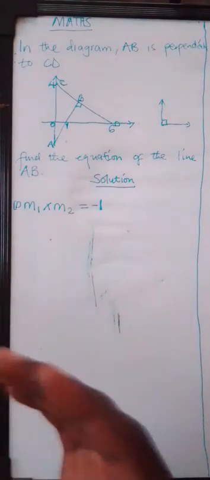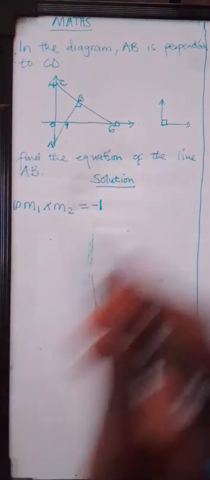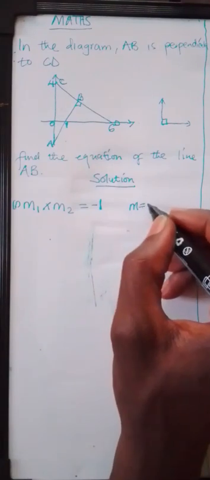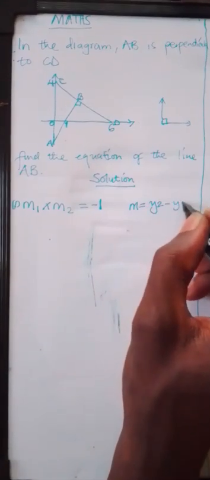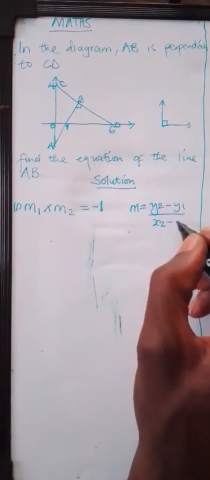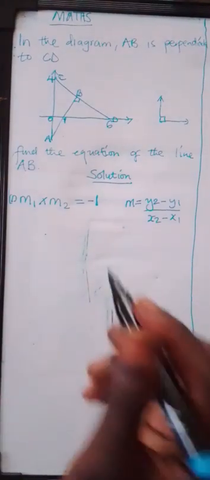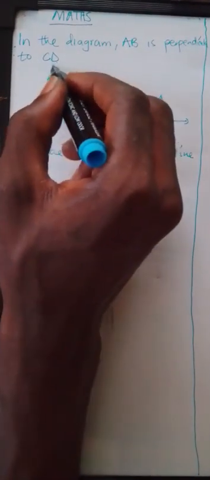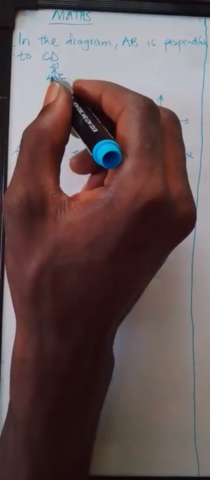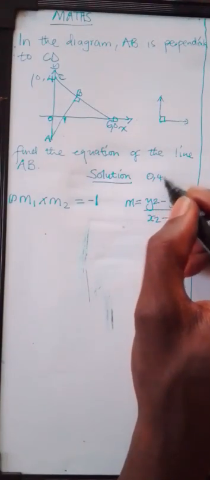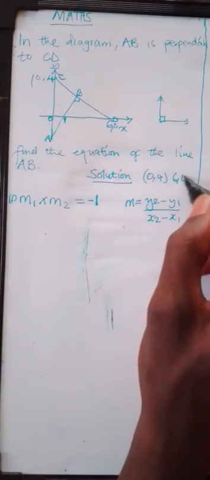So our first step is, of course, to find the gradient. The gradient is given by the formula m is equal to y2 minus y1 divided by x2 minus x1. So we pick our coordinates. This one is on the y-axis and this is on the x-axis. If we have 6 here, our y is 0. If we have 4 here, our x is 0. So our coordinates are (0, 4) and (6, 0).